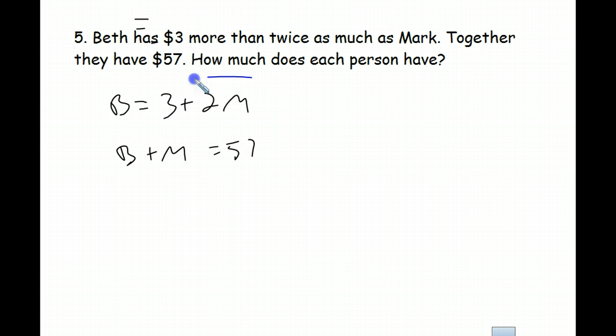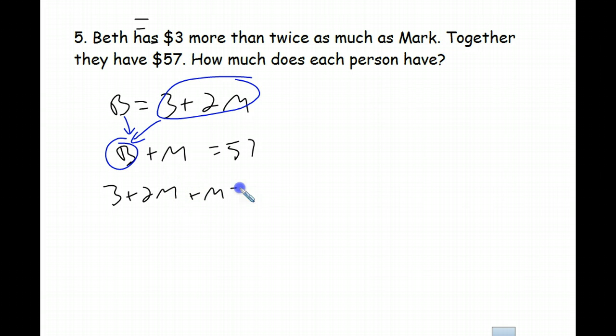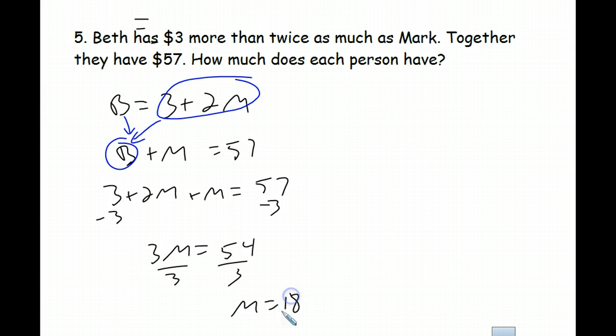Okay. Then again, I have substitution because I already have b by itself. So if b equals 3 plus 2m, then this b is the same thing as that because b equals b. So I can say that 3 plus 2m, when I substitute, plus m equals 57. So then combine my like terms. I'm going to subtract 3 over to the other side. So 3m equals 54. If I divide both sides by 3, then m is 18. So Mark has $18. And if together they have 57, then Beth should have $39.